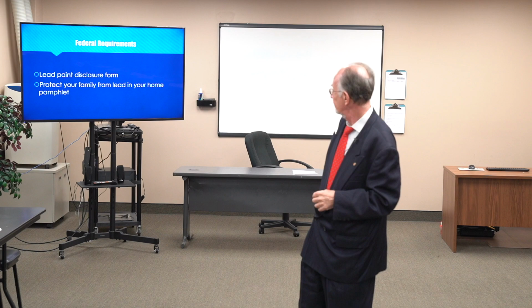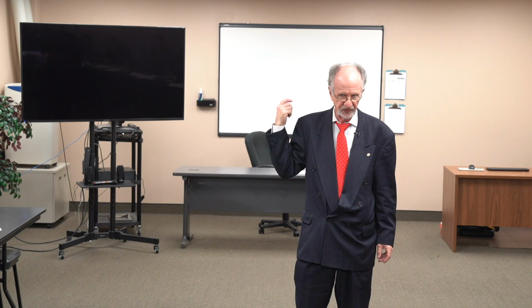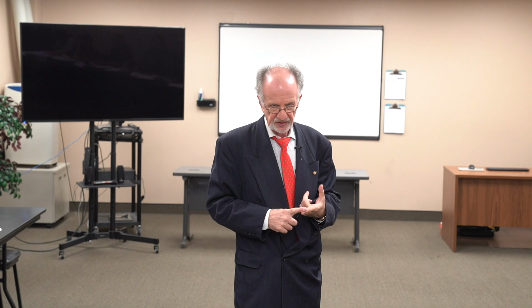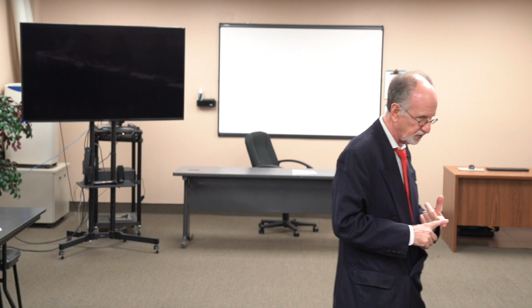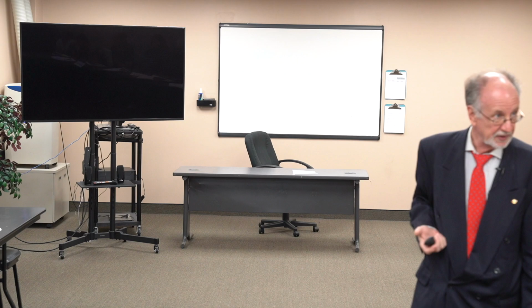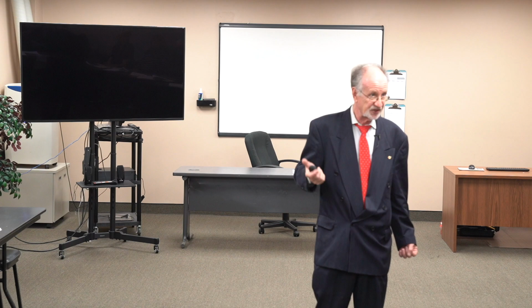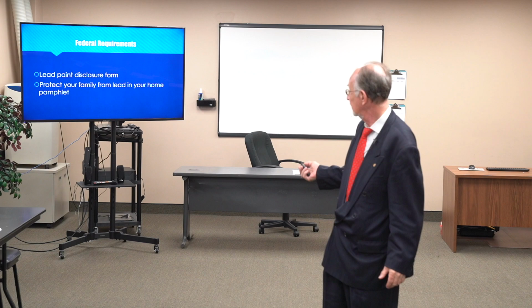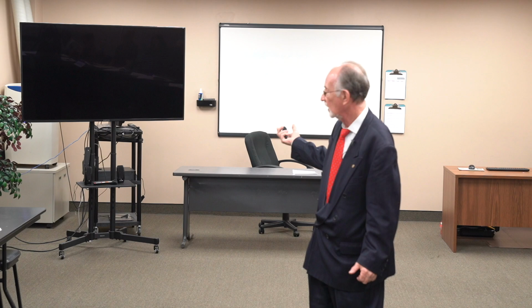Federal requirements. On 1-to-4 family properties built before 1978, buyers and tenants must be given a 10-day window of opportunity to have a premises checked for lead paint. They don't have to, but they must be offered the opportunity. As real estate agents, we must give a pamphlet to buyers and tenants when dealing with 1-to-4 family property. The pamphlet is called Protect Your Family from Lead in the Home. The pamphlet not only covers lead paint, it could be a lead water pipe.